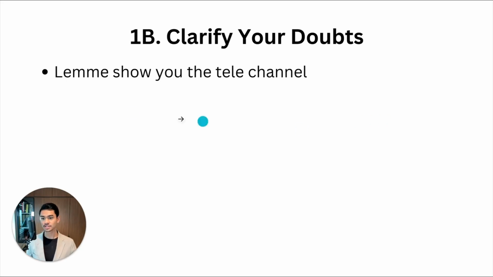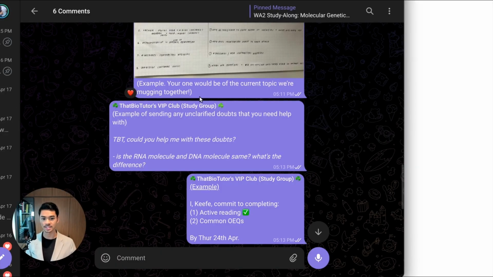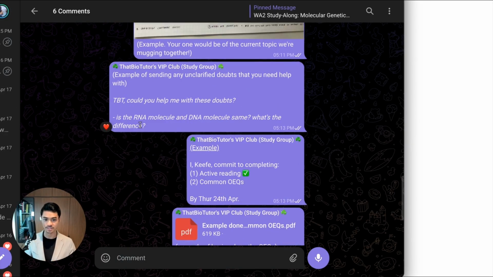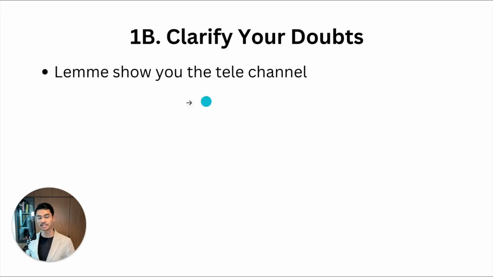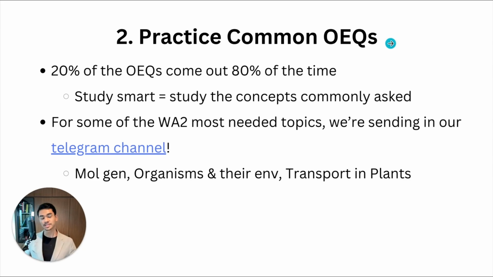So let me just go over to the Telegram channel now to show you an example. So see, example, imagine you're a student sending this, and then you send this, and then we'll basically just reply you as soon as we can in this Telegram channel's comments here. Okay, so later I'll show you more about how to join this. Alright, so now we're on to step 2.